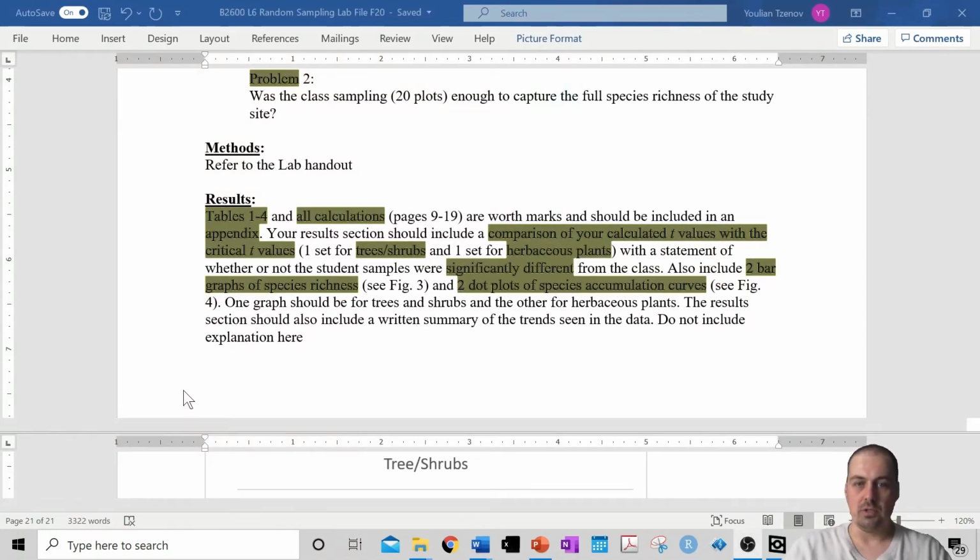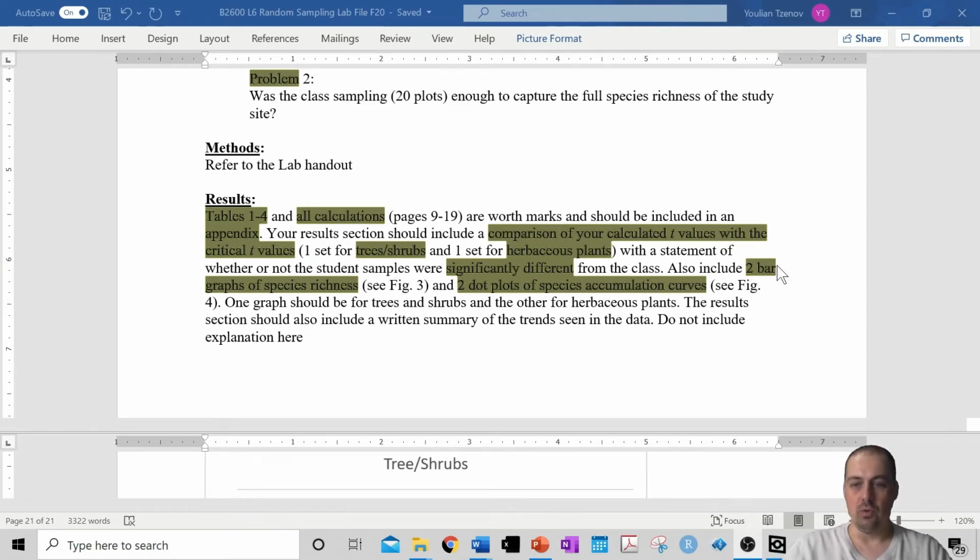In terms of your results, you're going to include the 4 completed tables and all the calculations that are on pages 9 to 19 in an appendix section at the back of your lab. In the actual results section, you're going to start with your calculated t-values versus your critical t's. There should be 2 sets of these, one for trees and shrubs and one for your herbaceous plants, and then a statement whether or not the student samples were significantly different from the class.